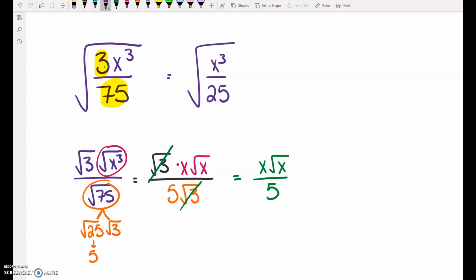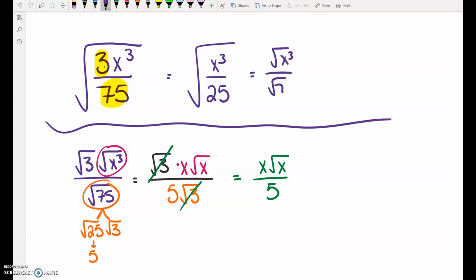Because then up here, if we were back up here at the top, this would be the square root of x to the 3rd over the square root of 25, which is x square root of x over 5. Same thing either way.